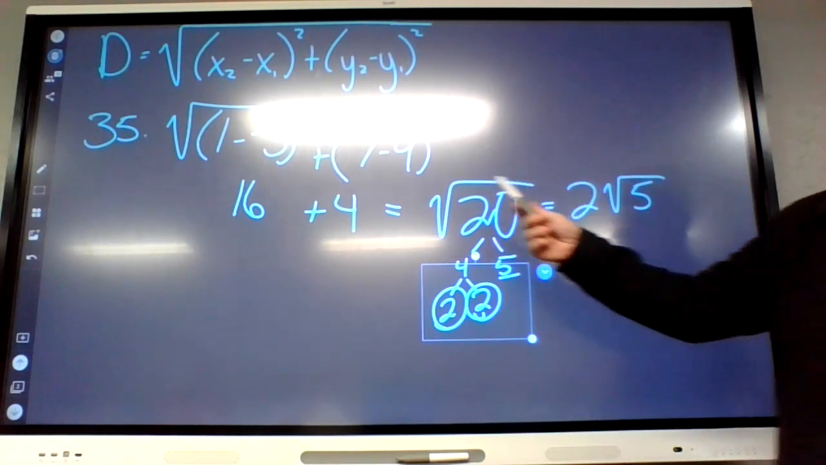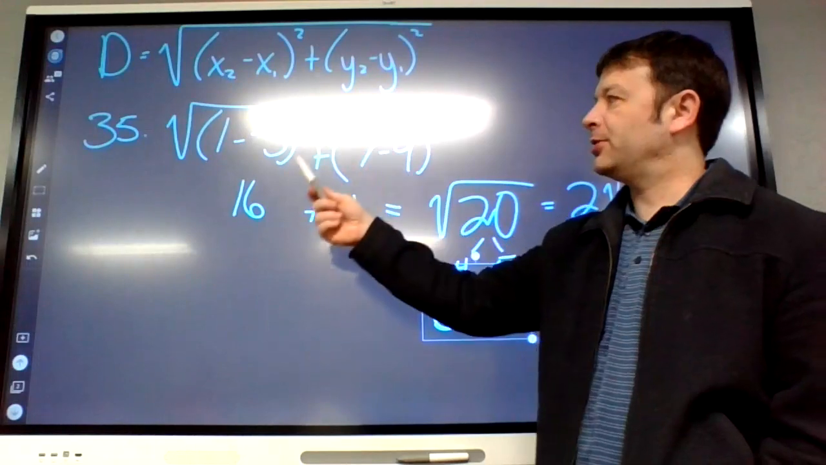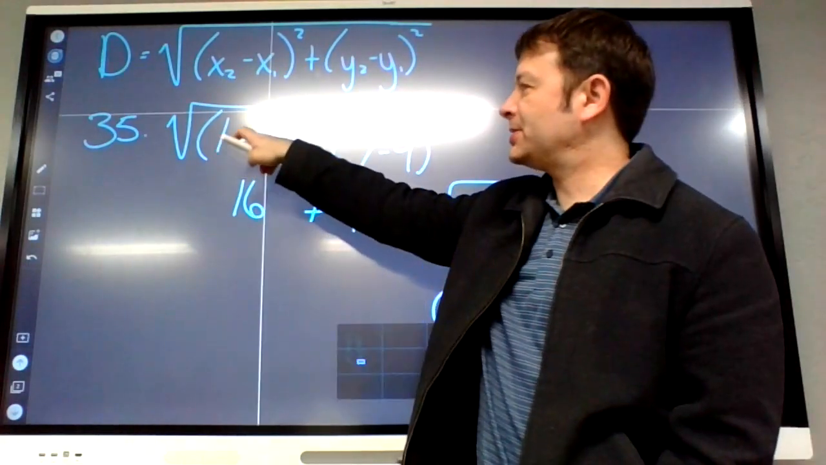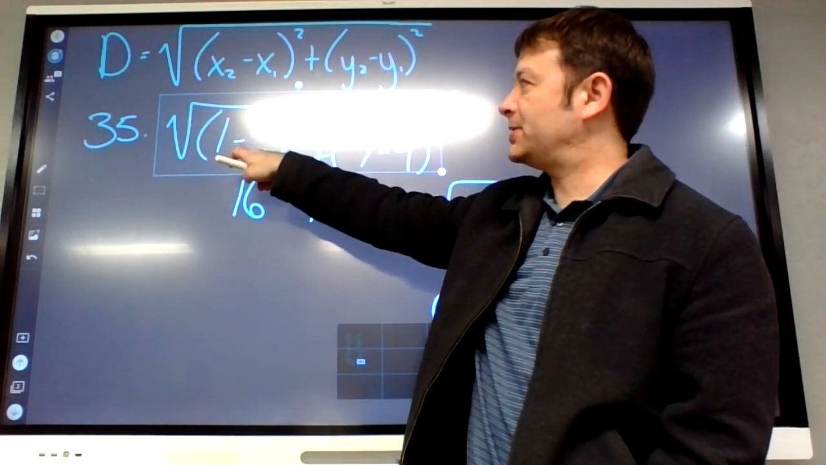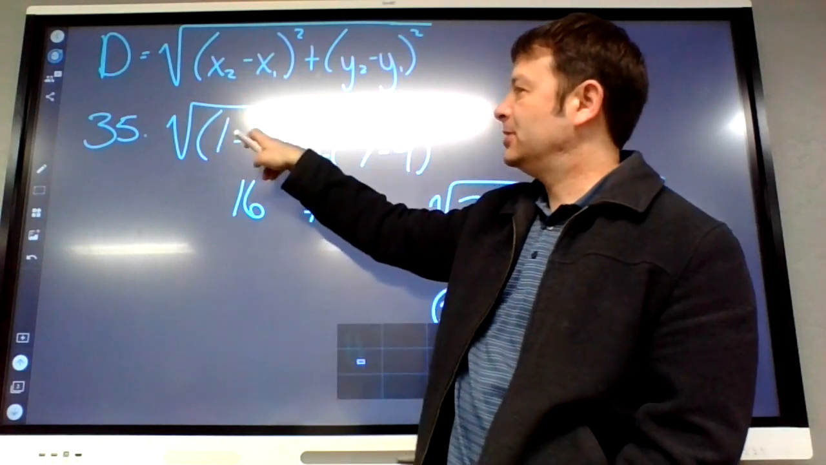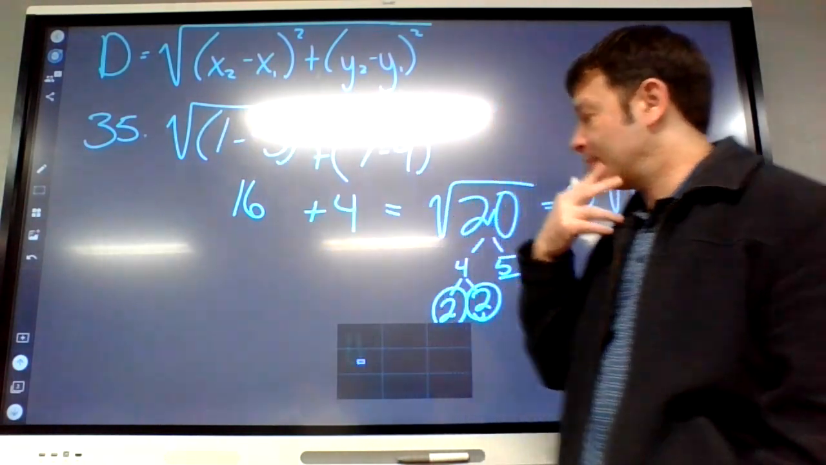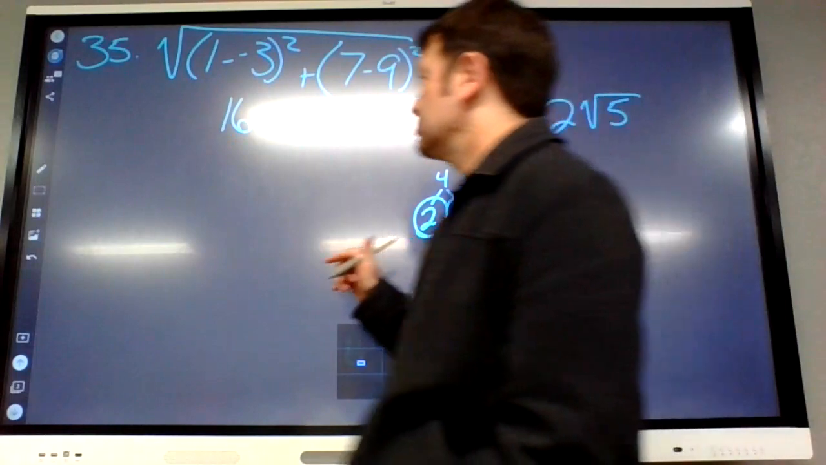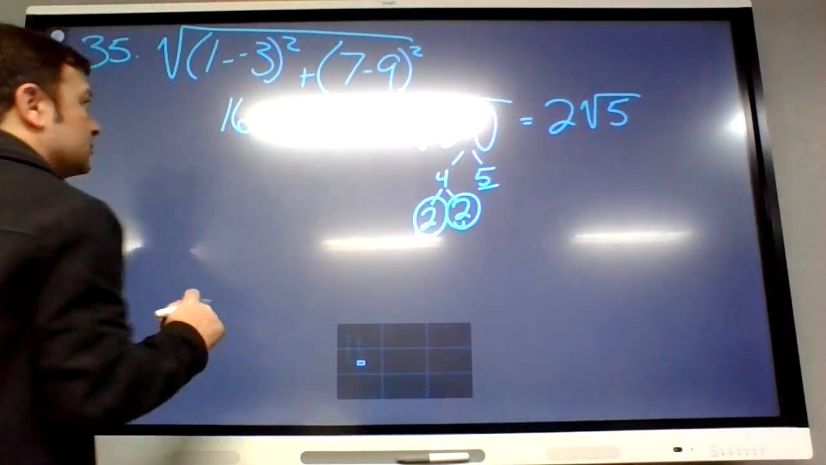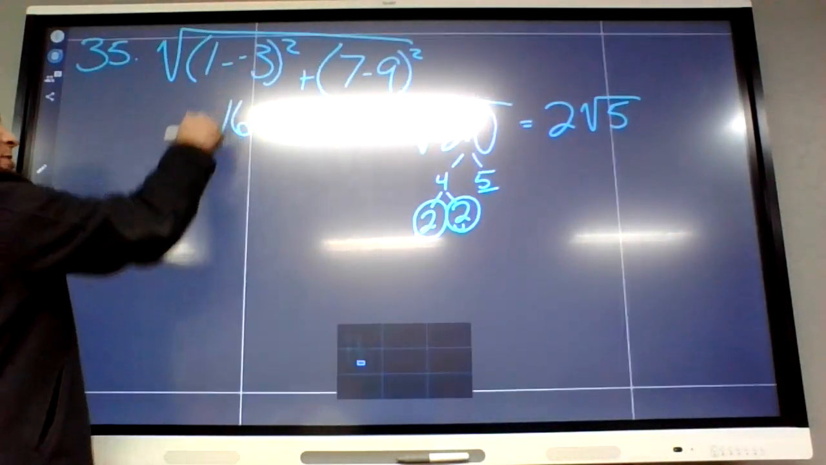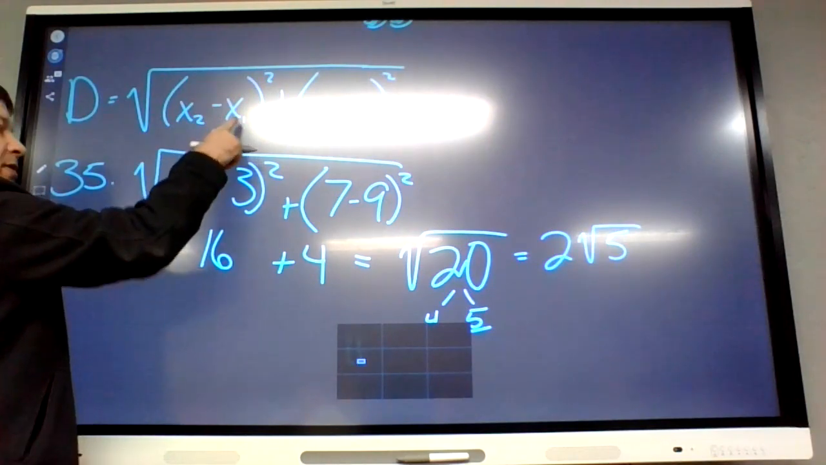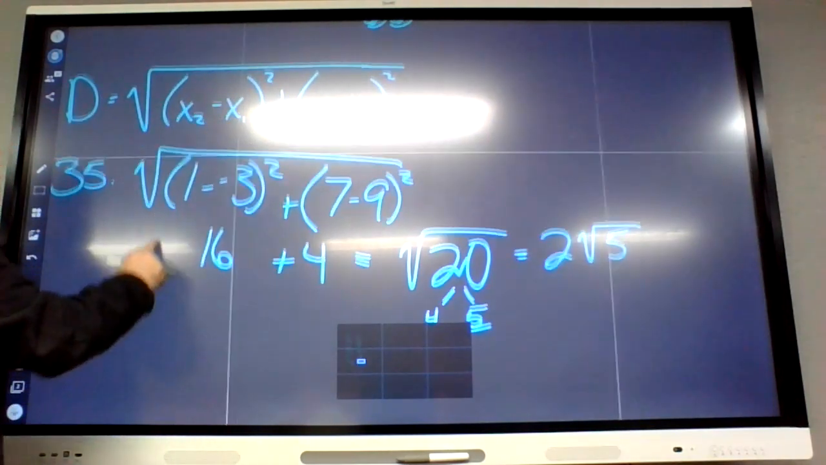And again, if you have a nice calculator, you could just do all that in one go. Notice I put minus negative right there. You could just change that to a plus, but you gotta be careful. Some kids just put a minus, which would make it wrong. Because you're supposed to subtract, but this was a negative 3. So I put minus and negative 3.